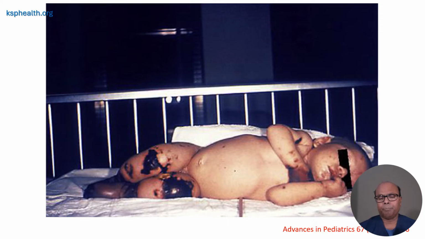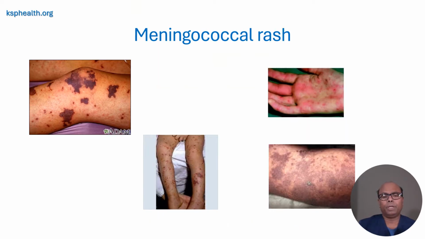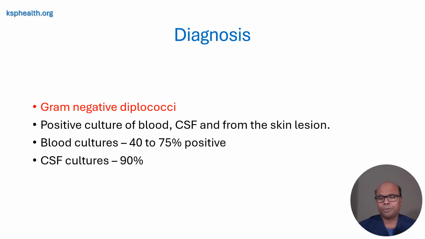This picture depicts an infant with meningococcal sepsis. As you can see, there is a vast area of necrotic tissue. There are a few more pictures showing ecchymotic lesions in different parts of the body. The diagnosis is by Gram stain showing gram-negative diplococci. Positive cultures from blood, CSF, and the skin lesion will help to make the diagnosis. Blood cultures are positive 40 to 75% of the time, and CSF cultures are positive in 90% of the time.